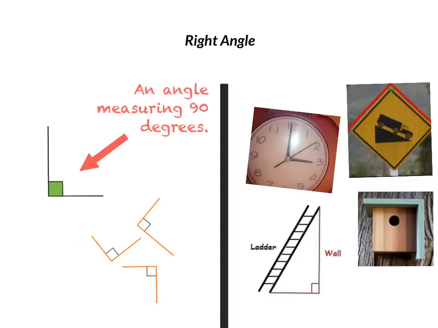When we look at 2D shapes, we should also discuss right angles. A right angle is an angle that measures 90 degrees. An example of a right angle is provided to the left. We see right angles in different places.